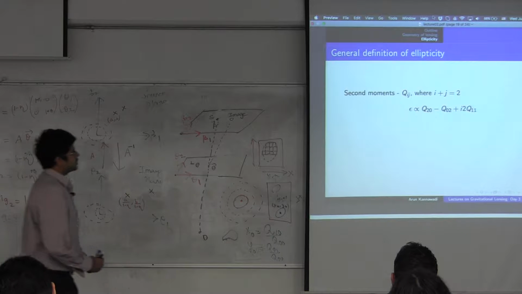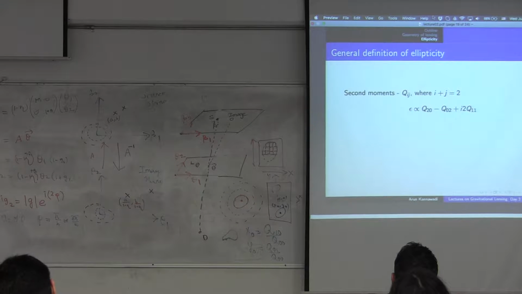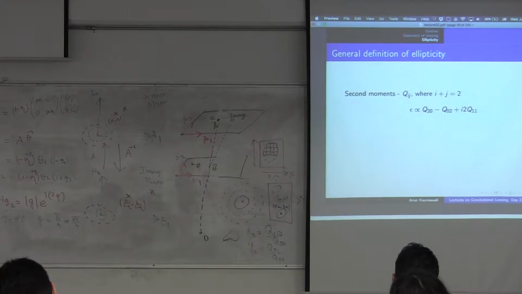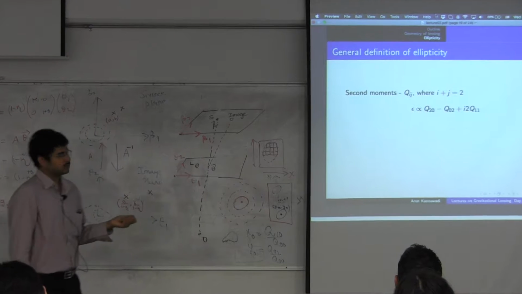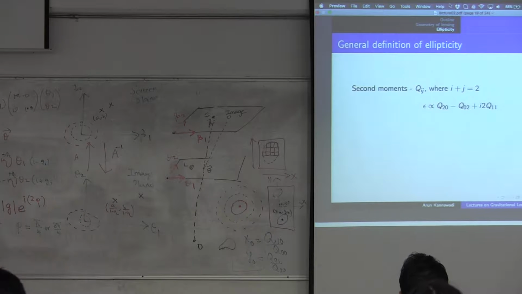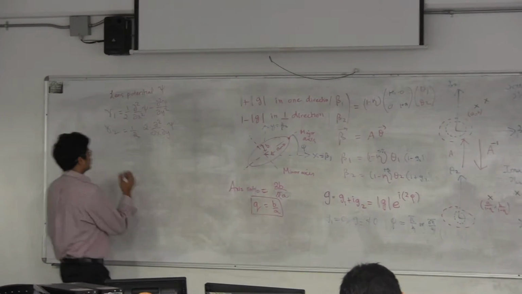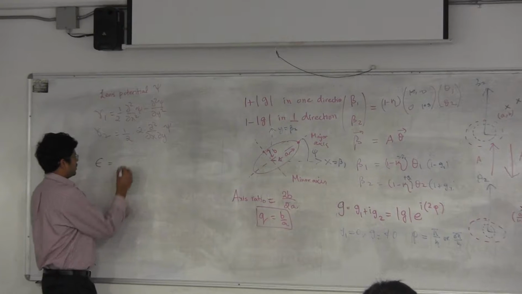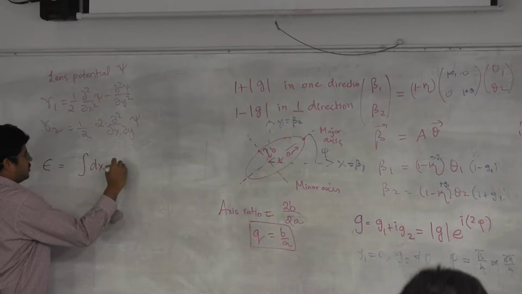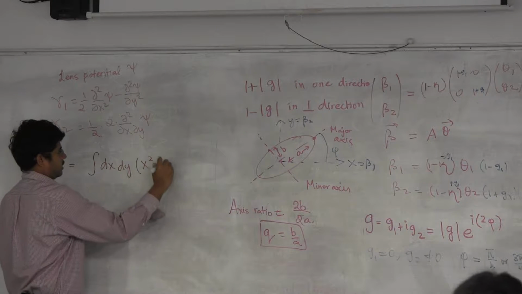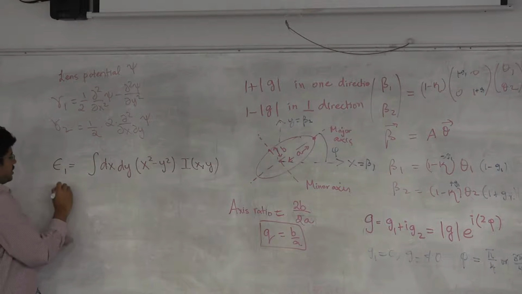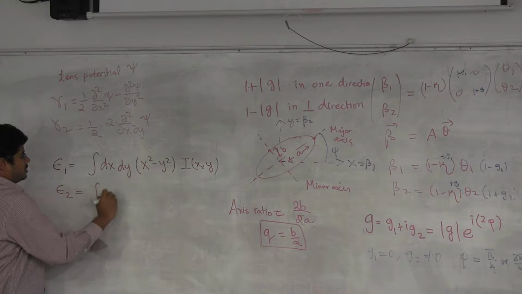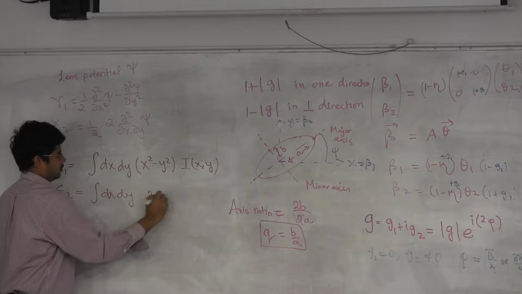Then one way of defining ellipticity is to have a structure very similar to this. We will say that the real part of the ellipticity is Q20 minus Q02, and the imaginary part is 2Q11. So this would mean that epsilon, the ellipticity, is the integral dx dy of (x squared minus y squared) times I, for the real part, and then the imaginary part is the integral dx dy of 2xy times I.